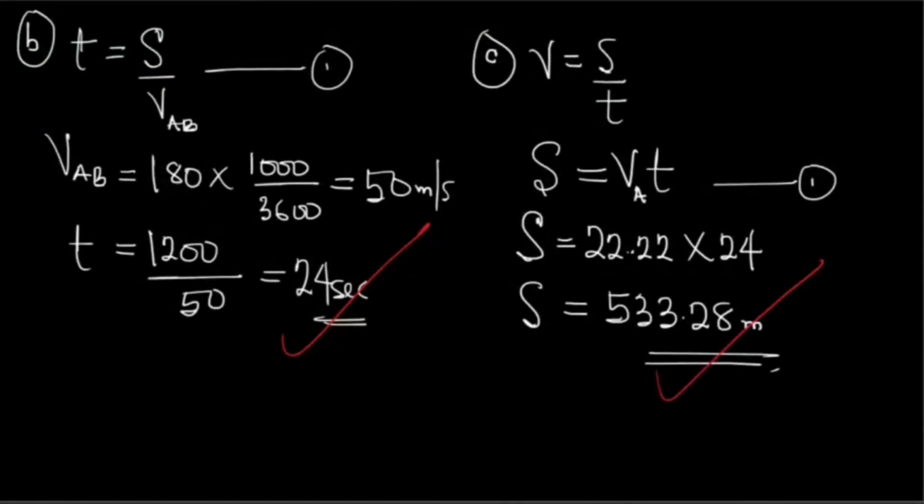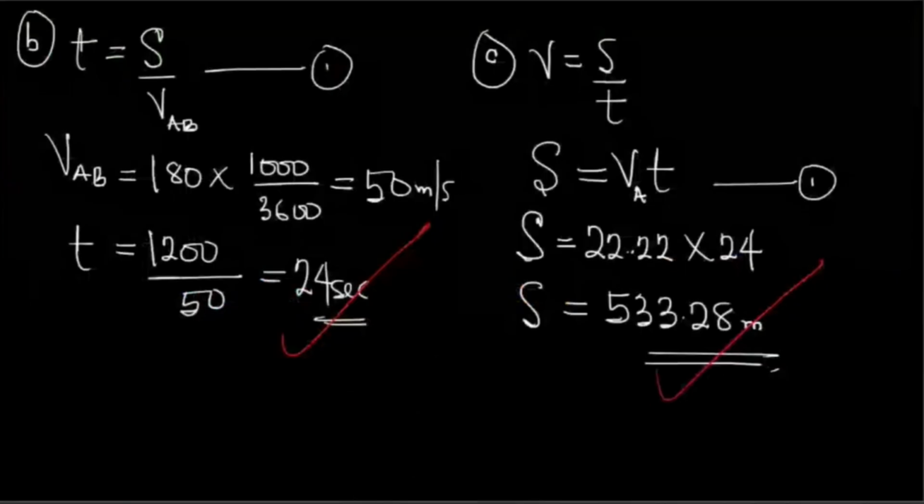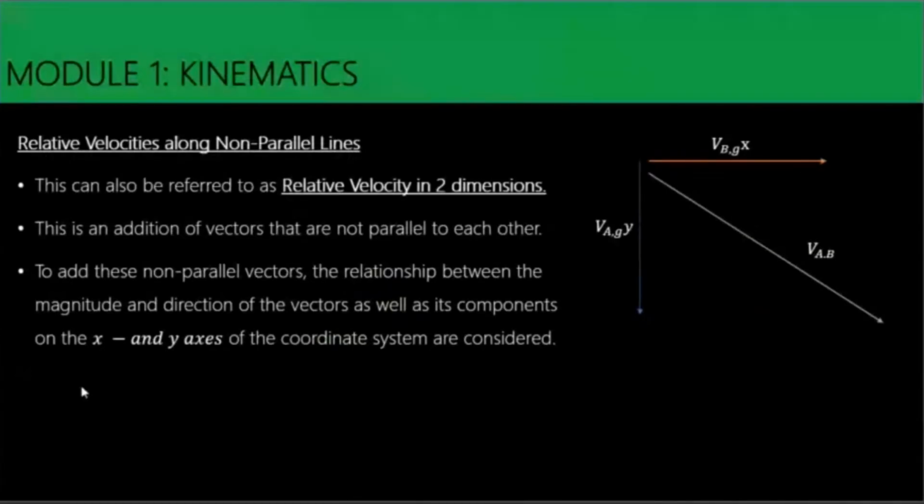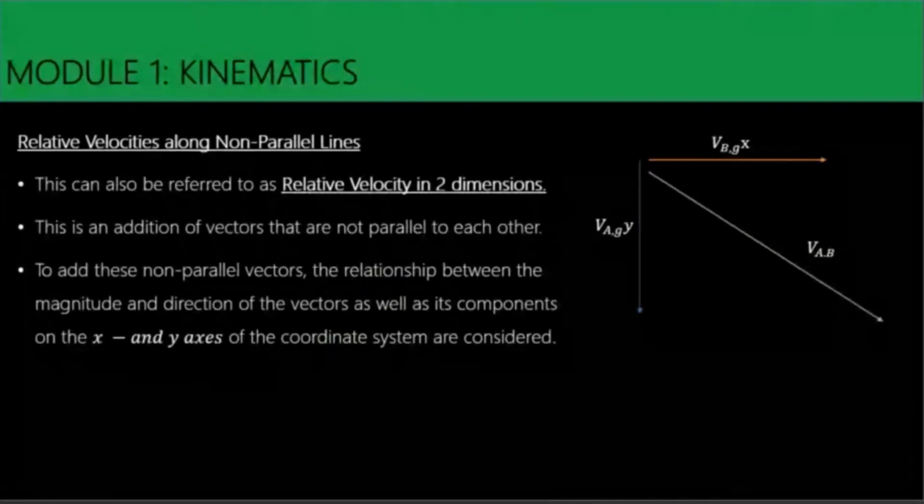And we did some calculations on that. So today we're going to be looking at the second aspect, which is the relative velocity along non-parallel lines.